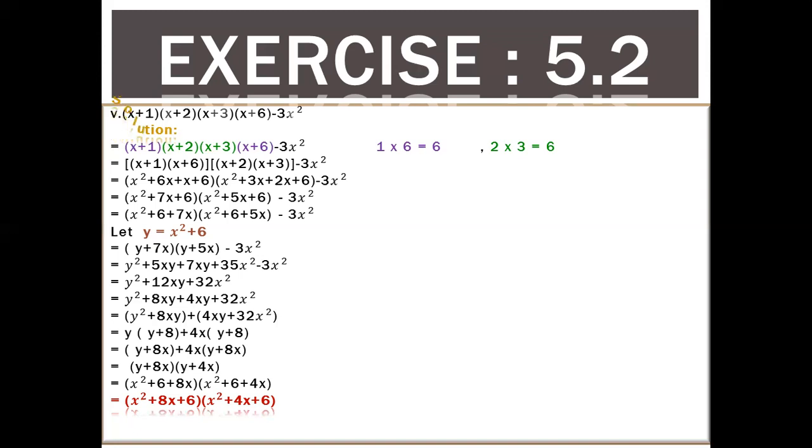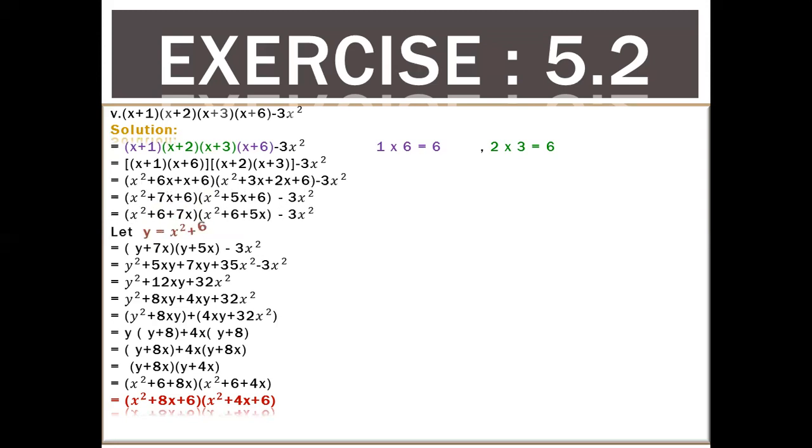Yes, we combine x plus 1 and x plus 6, because 1 multiplied by 6 is 6, and x plus 2 and x plus 3, because 2 and 3 multiplied give 6. We make the factors x plus 1, x plus 6 and x plus 2, x plus 3. Minus 3x square will be separate. When you multiply the terms, you see that the x square and the constant term are the same in both brackets: x square plus 6 and x square plus 6.